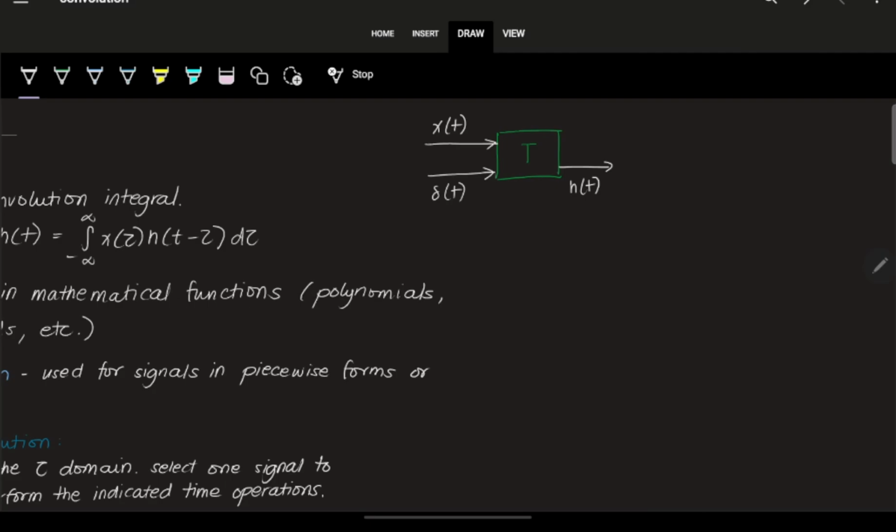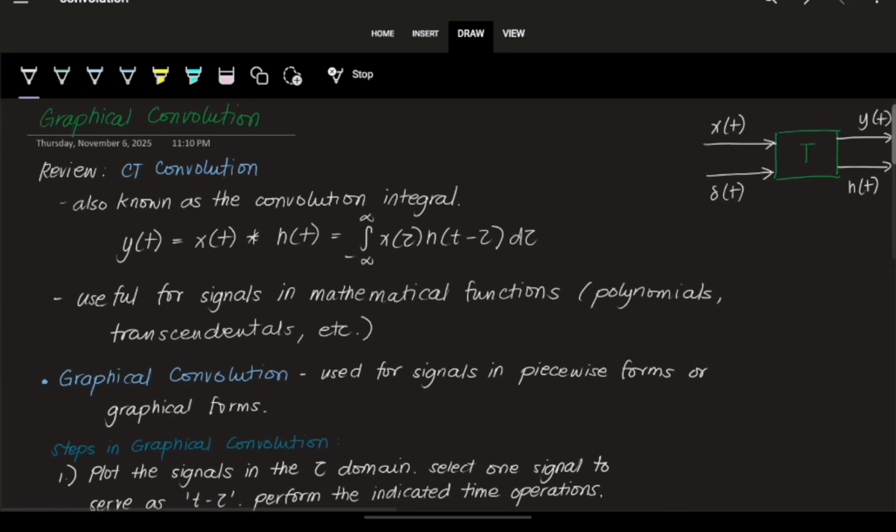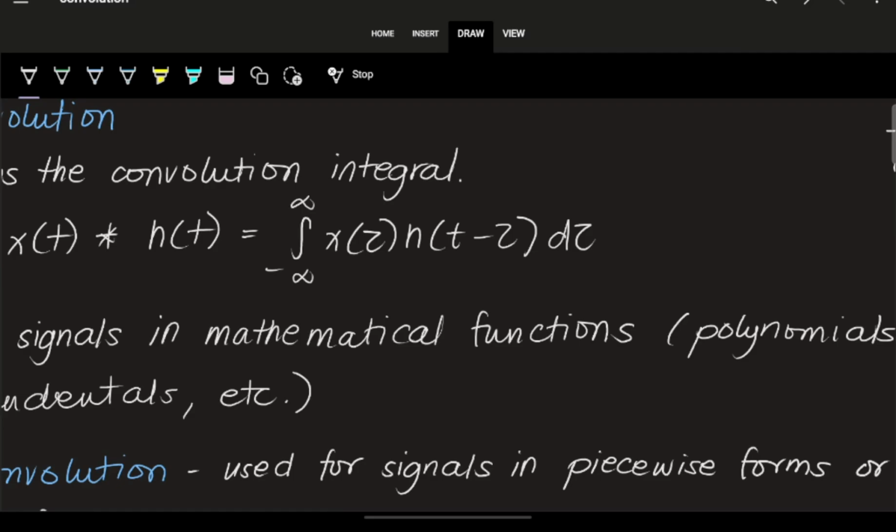So the main output of the system is defined by y of t. And this y of t is the result of the convolution of x of t and the impulse response of the system. So yan yung pinaka gist ng ating convolution integral. This convolution integral is defined by the formula, the integral of x of tau h of t minus tau d tau evaluated from negative infinity to positive infinity.